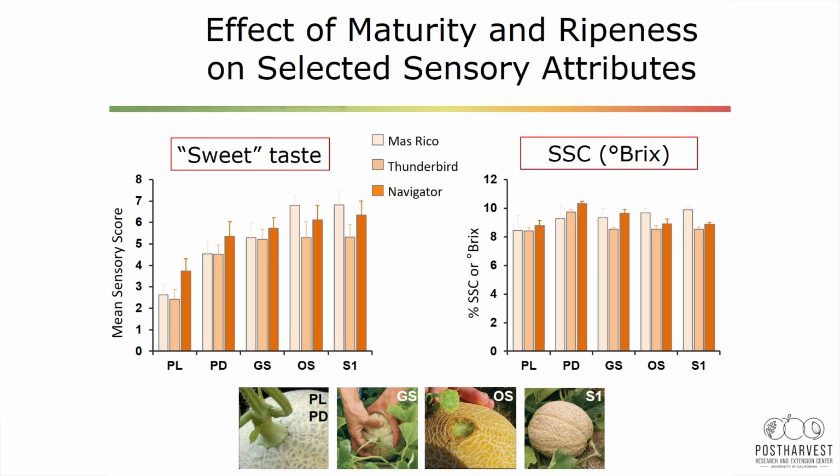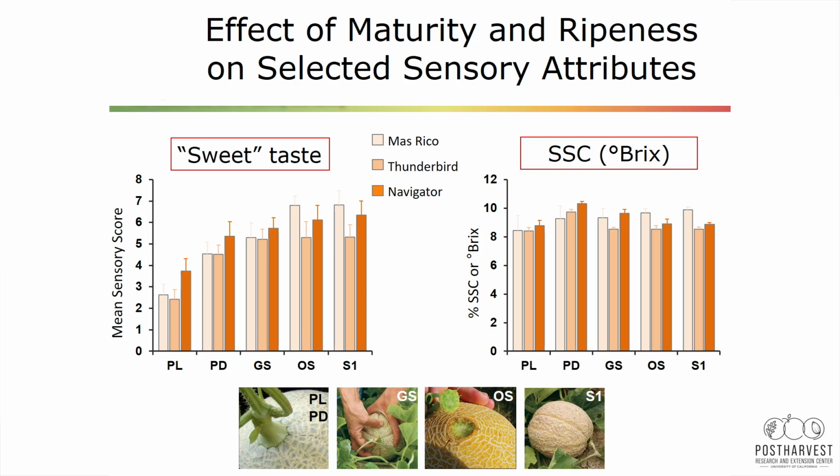But look at the sweetness perception of people. So the brix was flat throughout these samplings, but the first sample was rated as really, really not sweet. And the last one's pretty high, right? So this tells you that really in cantaloupe, brix is not a good measurement for sweetness perception, okay?